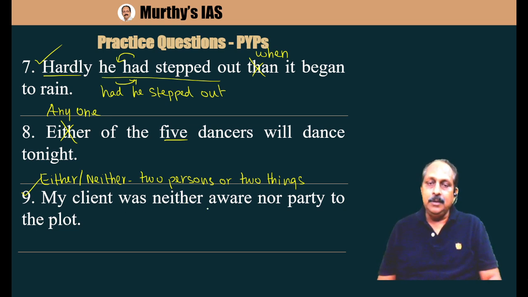Question number nine, again, not easy under pressure. My client was neither aware nor party to the plot. Here, party means related to the plot, involved in the plot. Party to the plot, nothing wrong with this preposition, but my client was neither aware. If you take the word aware, it takes a preposition of. Two different prepositions you have to mention. Without of, the sentence is wrong. So, what is the correct sentence? My client was neither aware of the plot nor party to the plot. When we combine, my client was neither aware of nor party to the plot. Then the sentence is correct.